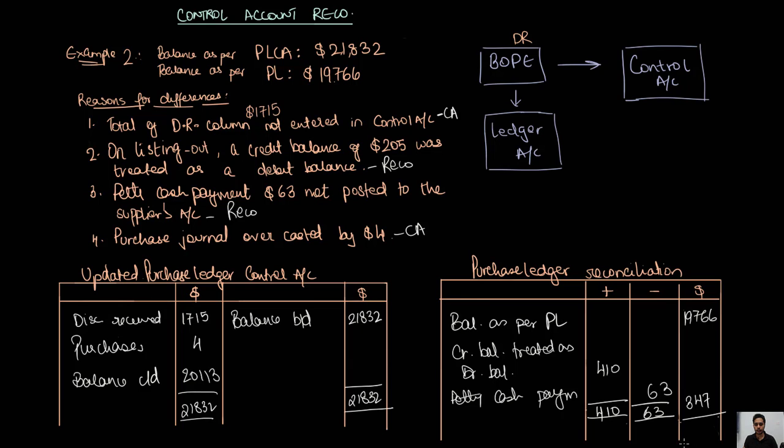And when we do that, what we get is 20,113, which is nothing but the balance as per the purchase ledger control account. When this balance as per the purchase ledger is matching with your balance as per the purchase ledger control account, the updated control account, it indicates or it signifies that all the errors that were earlier present in the purchase ledger accounts are now found out and have been rectified, or at least have been considered.